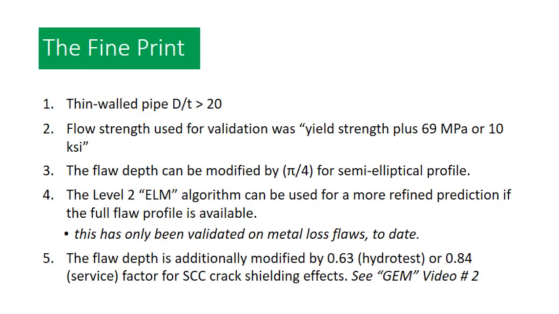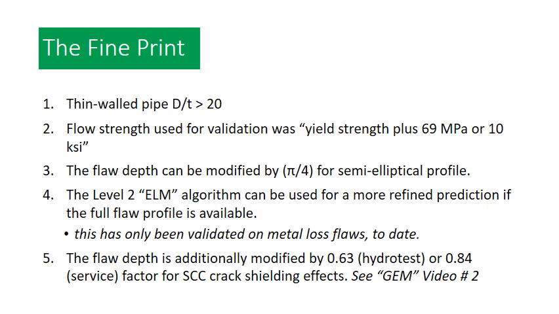So there's quite a bit of fine print for the model. Nothing too serious that will inconvenience anybody too much. The model was essentially derived from a flat plate solution, so because of that we really have to specify it should only be used on thin wall pipe. I've come up with a somewhat arbitrary D over T value of greater than 20. The flow strength that I'm using for all the validation work is yield strength plus 69 megapascals or 10 KSI. That's pretty standard. I didn't play around with any of the other flow strength definitions. That might change the numbers a little bit, but so far the current yield strength plus 69 seems to be working fairly well.